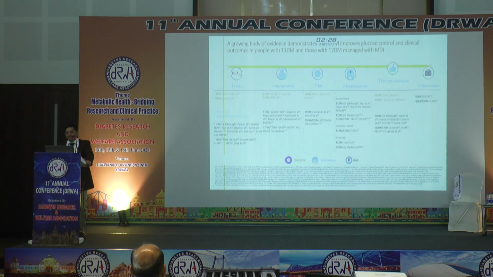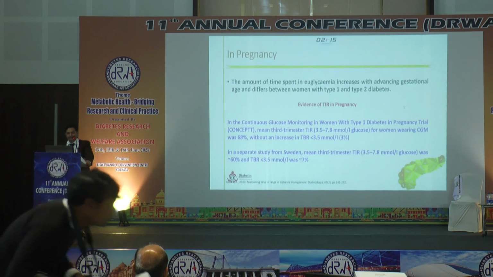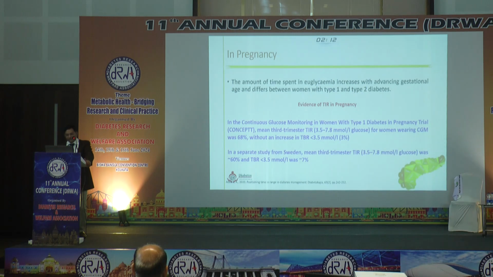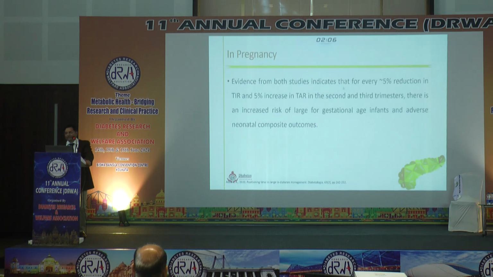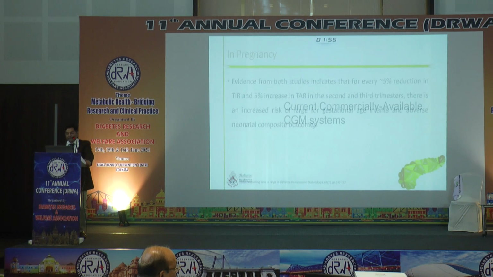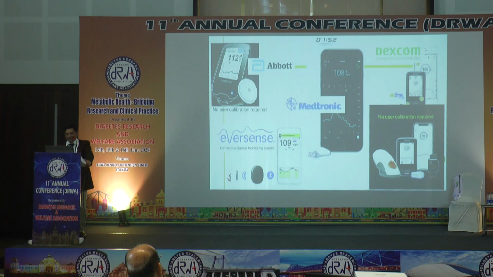So overall, there's evidence demonstrated in patients with type 1 diabetes and those with type 2 diabetes. It reduces HbA1c, reduces hypoglycemia, increases TIR, reduces hospitalization, gives better quality of life and satisfaction, and less absenteeism. In pregnancy, there's data from the CONCEPTT study, showing about a 5% increase in TIR in the second and third trimester, which may be related to macrosomia. So currently we have many of these available from Abbott.